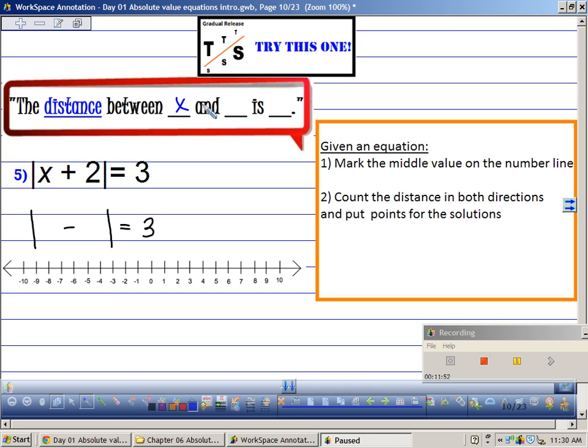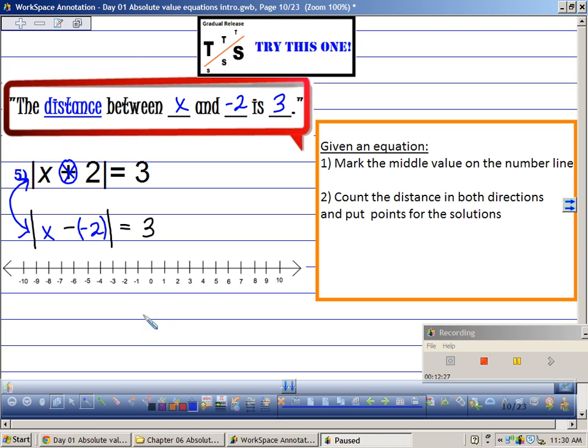X. The distance between x and 2 is 3. I'm going to leave a blank there. Thank you. Because it's not the distance between these two, right? As soon as I see addition, I need to change it. It's the distance between x and negative 2. Everybody see that and understand why? This does not mean distance. We need to change it to a negative sign. Okay? This problem originally started like this, and then they simplified it to this.